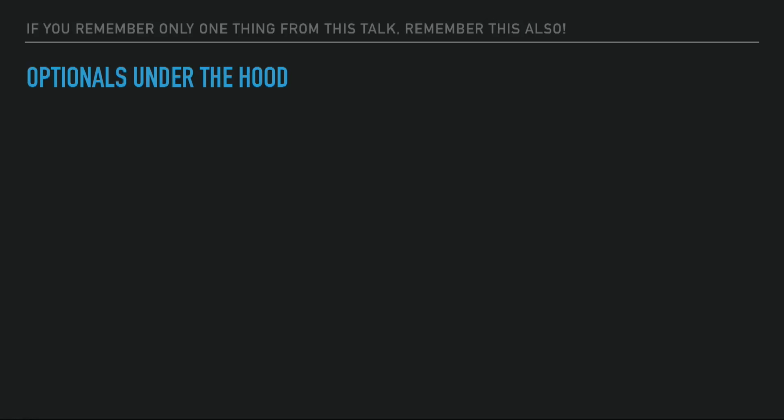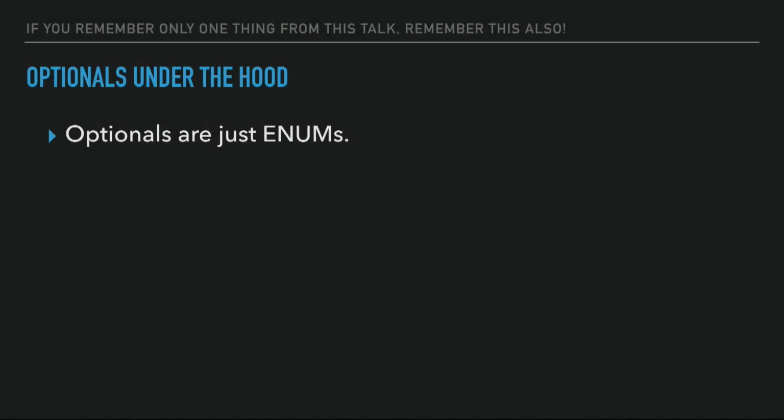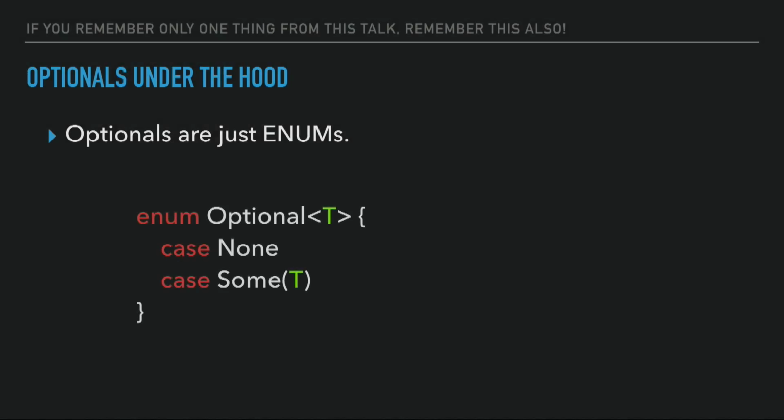So, here's the big question. How do we do it? What magic lies behind the optional? What is this magical incantation, those sorcerers led by that Lattner fellow, how do they do it? It's really not that big of a deal. Optionals are enums. They're just enums.